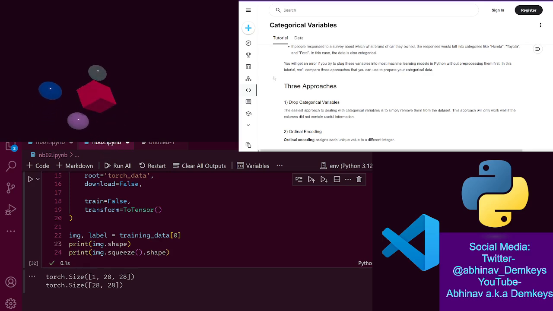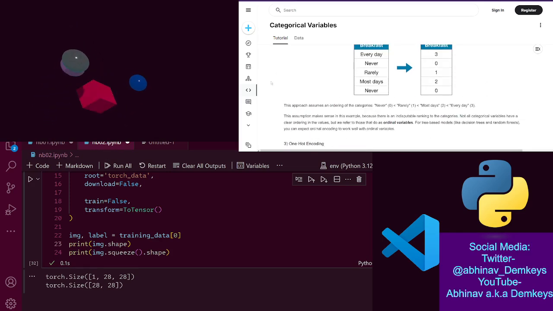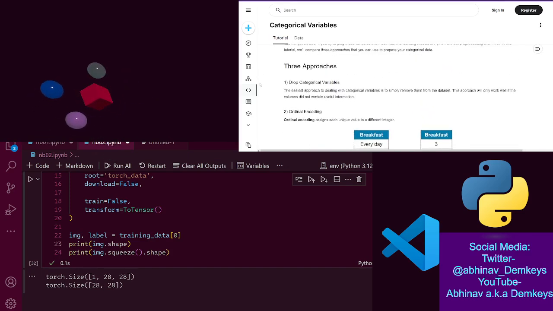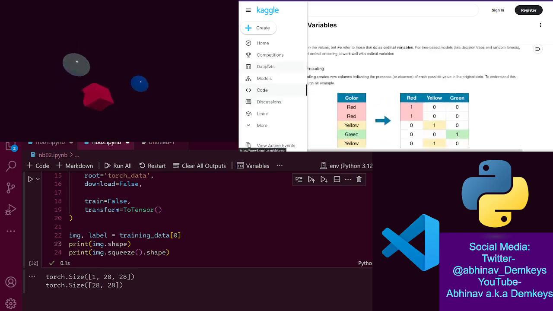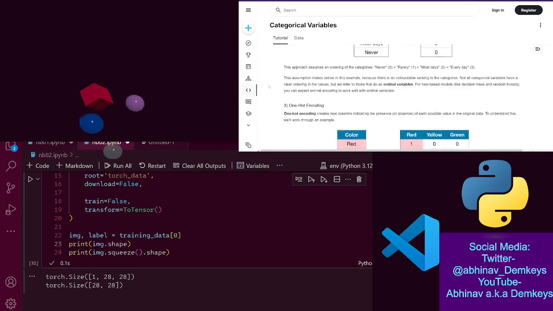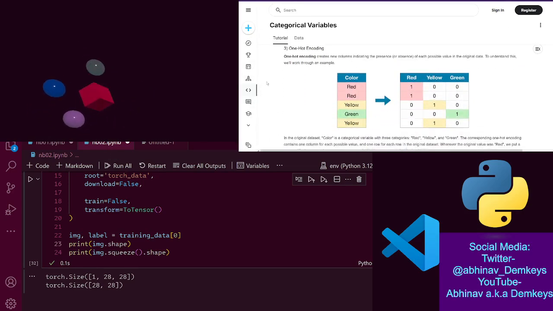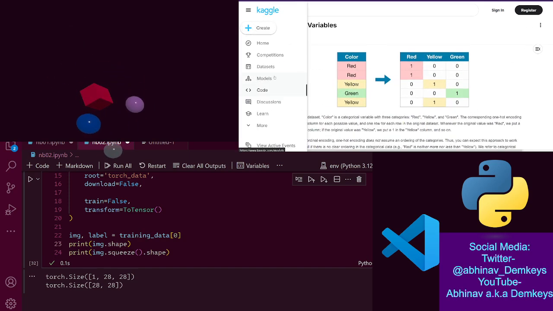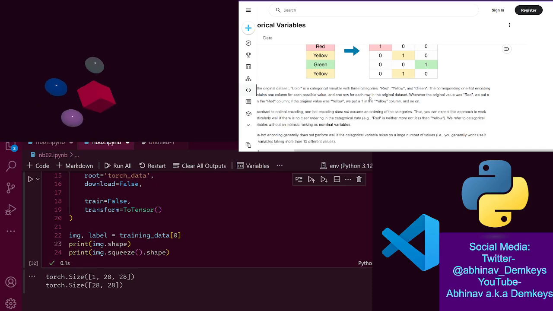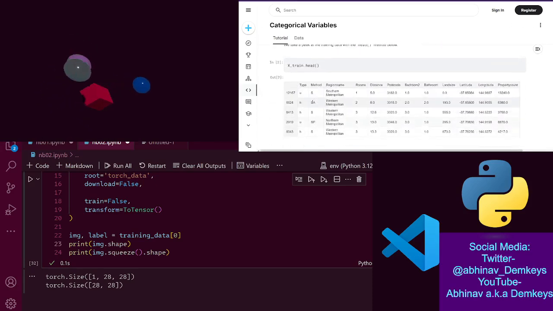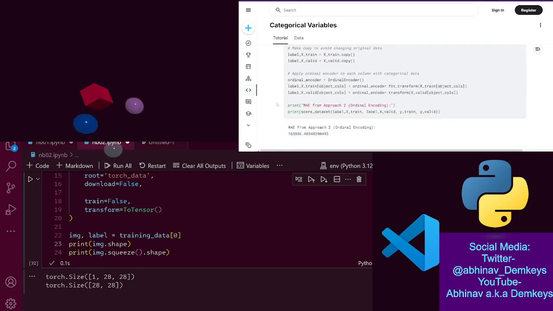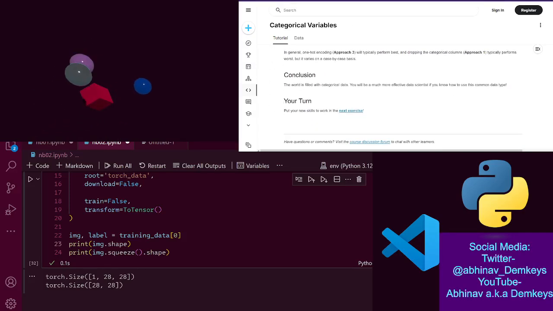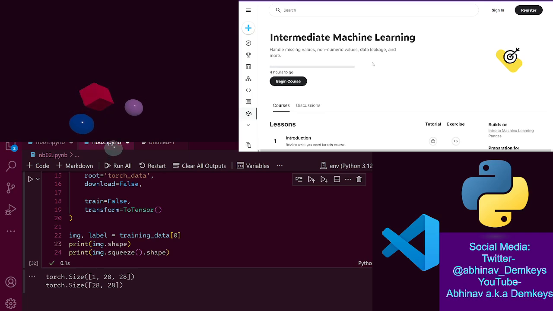Drop categorical. Okay. Hold on. Chill out with the scrolling. Ordinal encoding, one hot encoding. This is a term that I've seen being used, so I'm excited to learn about this. What else is there? Okay, there's also a bunch of practical stuff. All right, cool, cool.